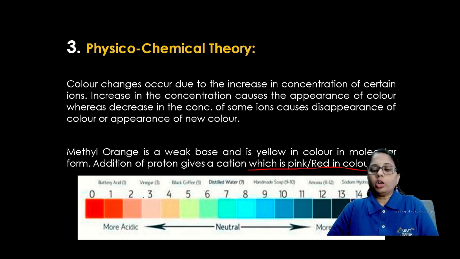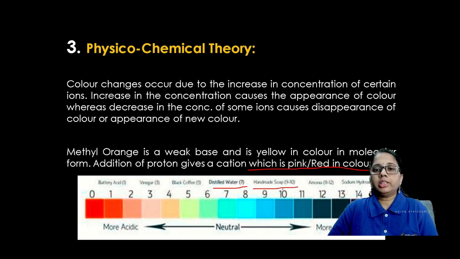Thereby if you go on increasing the pH, the vinegar solutions are going to fall in the range of 3. Then black coffee is going to have a pH of around 5. Distilled water is going to be in the range of 6 to 7. Handmade soaps, we know that these are basic in nature, so they are going to have a pH of 9 to 10. Ammonia is going to have a pH of 11 to 12, and thereby sodium hydroxide is going to have a high pH value of more than 12.